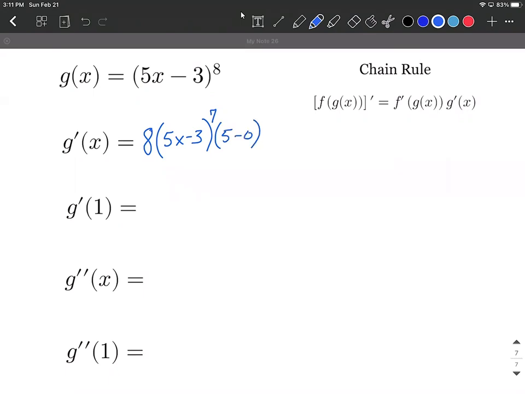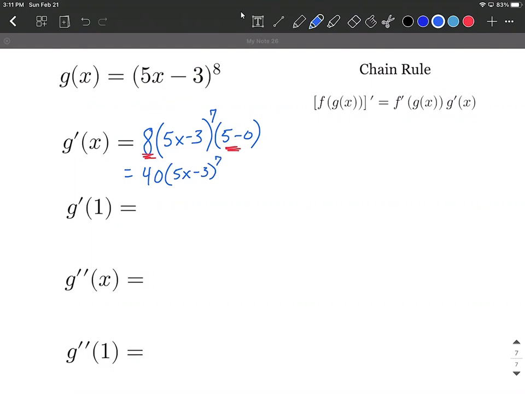Okay, we can clean this up a little bit more before we actually evaluate it. What I would think is we have 8 at the beginning here, multiplied by 5 from this last set of parentheses. So 8 times 5 makes 40, multiplied by (5x - 3) to the 7th power. And that's probably the cleanest we can make our derivative look.